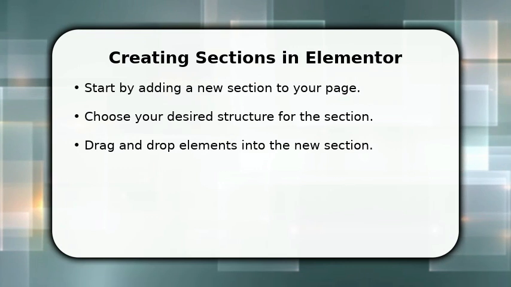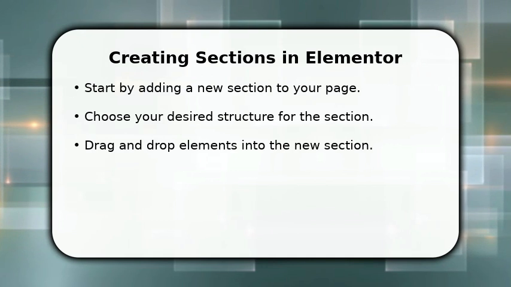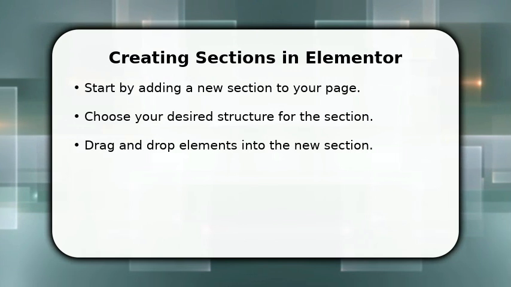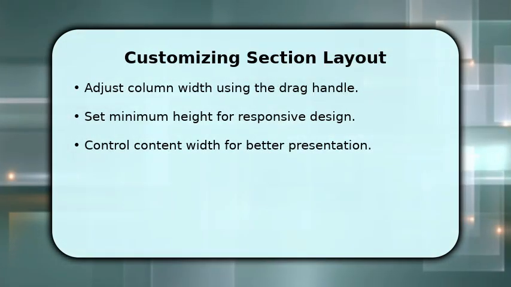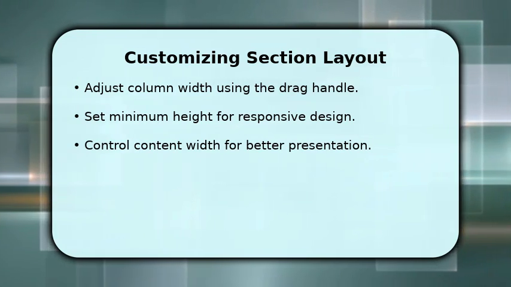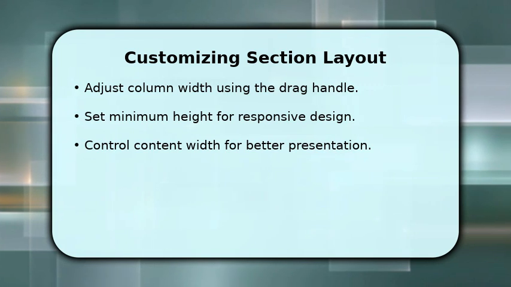Once your section is in place, you can easily drag and drop any Elementor elements, like headings, text, or images, directly into the columns within that section. After adding your section, you can customize its layout to fit your design needs. Easily adjust column widths by dragging the dividers between them.